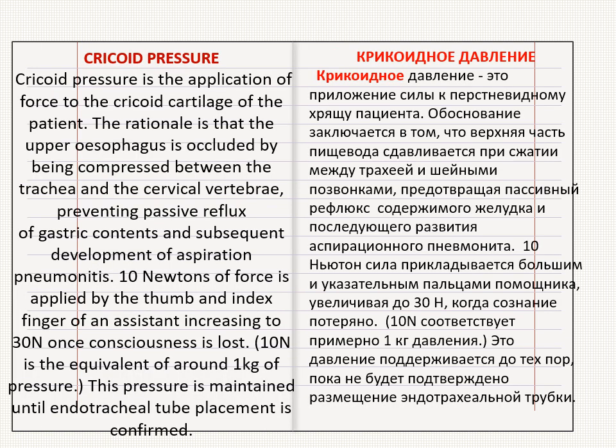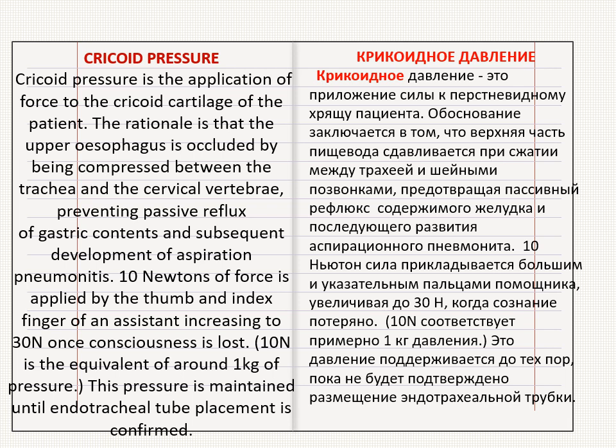Cricoid pressure is the application of force to the cricoid cartilage of the patient. The rationale is that the upper esophagus is occluded by being compressed between the trachea and the cervical vertebrae, preventing passive reflux of gastric contents and subsequent development of aspiration pneumonitis.